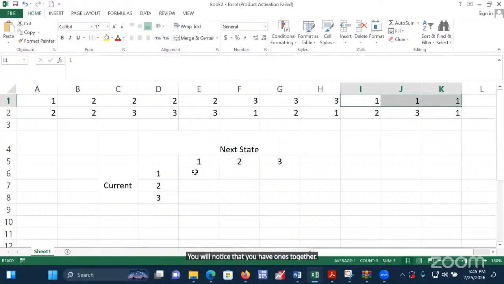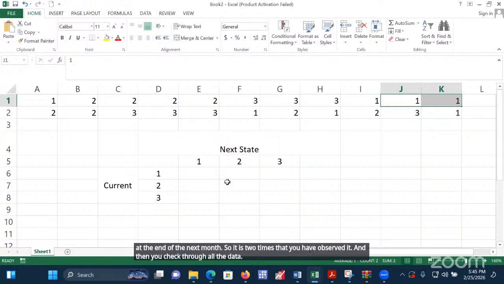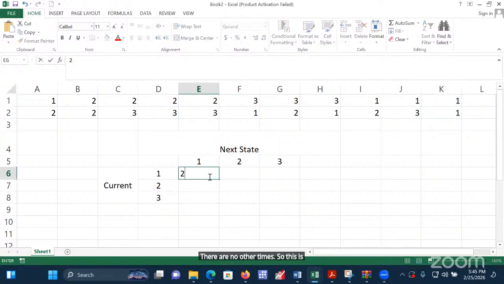Can you see it? So which means that at time I is in 1, followed by 1 in state J. So, sorry, at time J. So that's 1. You have observed it once. And then from J to K is another time that you have observed the customer being in state 1, and then it remains in state 1 at the end of the next month. So it is 2 times that you have observed it. And then you check through all the data, there are no other times. So this is 2. You are counting now.